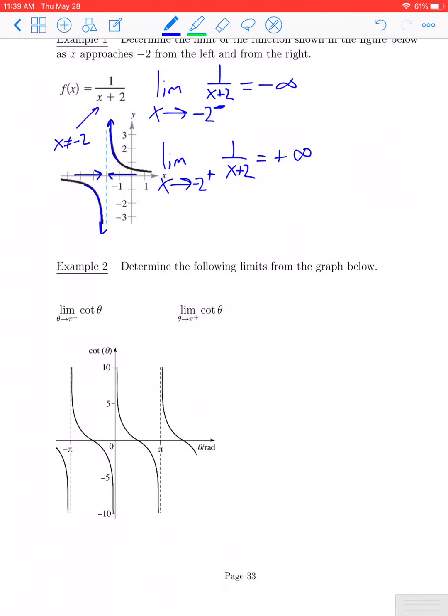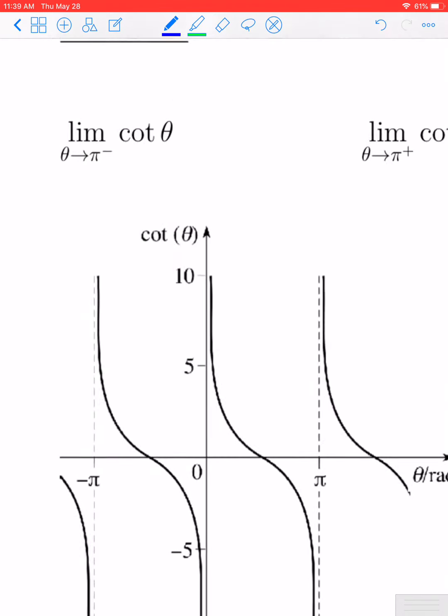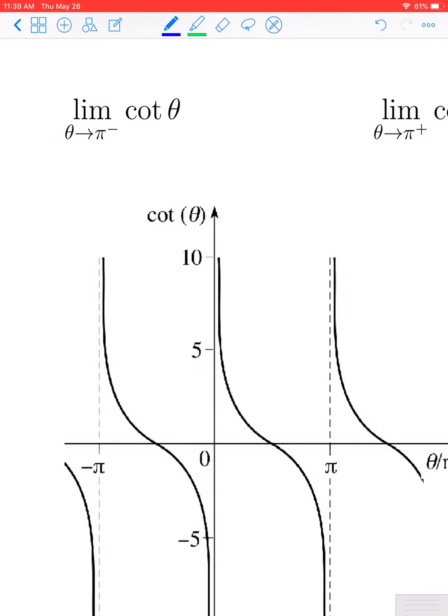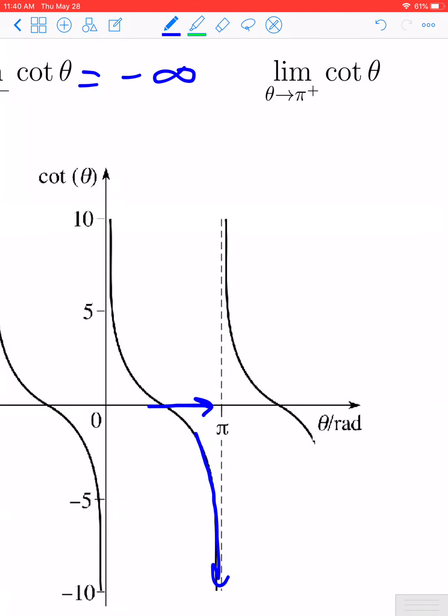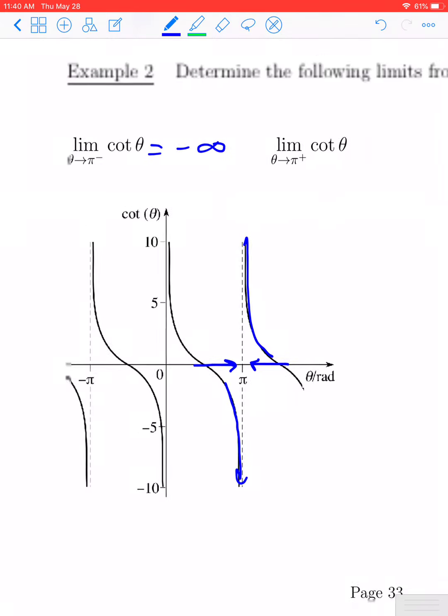Let's take a look at another one. Here we have the graph of the cotangent of theta. The cotangent of theta is undefined at pi. If we look at what happens as we approach pi coming in from the left-hand side, the function is shooting down towards negative infinity. So this one-sided limit is negative infinity. And as we approach pi coming in from the right-hand side, we see that the function values are approaching positive infinity.